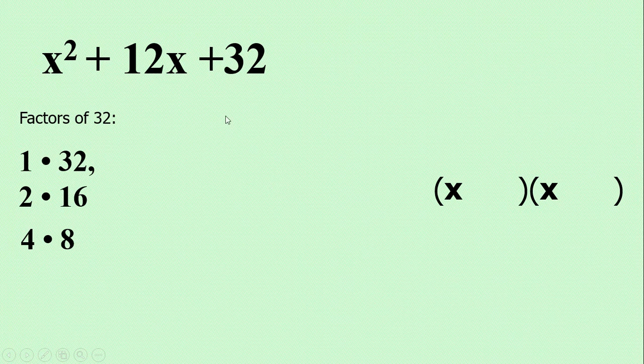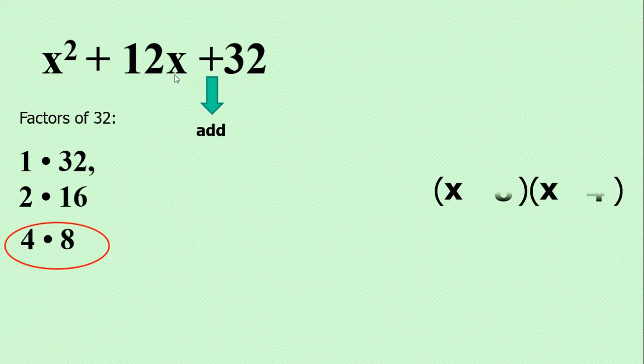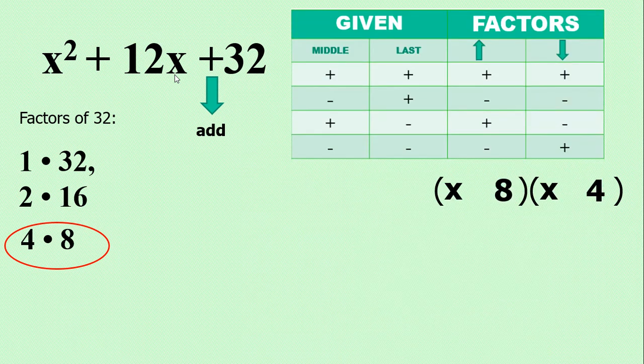Our last term is positive. So, we're going to choose the factors that, if we add, will result to the middle term, or will result to 12. And very obvious that is 4 and 8. So, 4 and 8 will be here. To determine the appropriate sign, just use our chart. The given quadratic trinomial is positive on the middle, positive on the last. So, the factors are both positive.